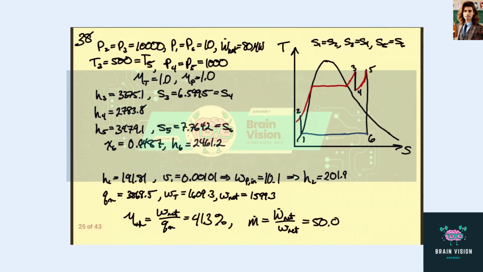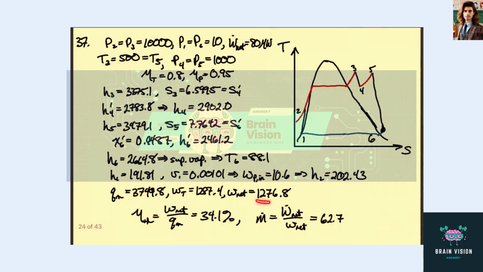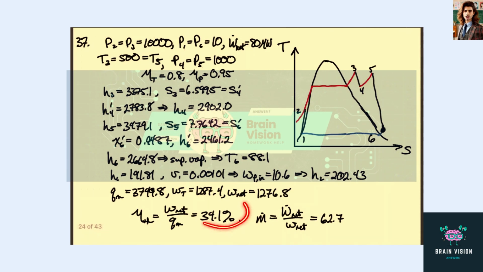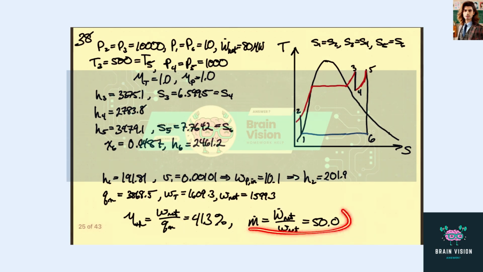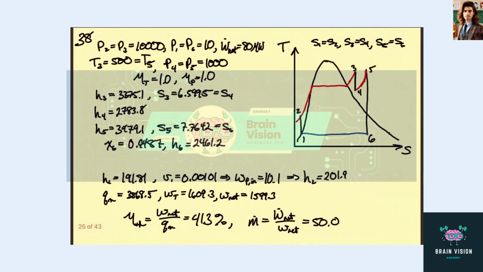And so we can compare those. Again, we can see we have more work out of the turbine, quite a bit, and quite a bit more net work out because we have ideal everything. And so the efficiency now goes up to 41.3% instead of 34.1%. And our mass flow rate goes down to 50 kilograms per second instead of 63 kilograms per second. We need less flow because we have the same net power output, but a more efficient system, so our specific work is higher. So we need less flow to get 80 megawatts.